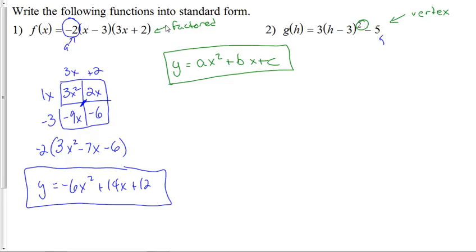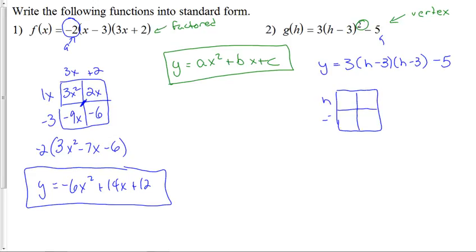For vertex form, what you have to understand is this h minus 3 in parentheses squared means that there are 2 of those. And those are the parentheses that we're going to multiply out first. So h times h would be h squared. h times negative 3 is negative 3h. Negative 3 times h is negative 3h. Negative 3 times negative 3 is positive 9. And just like in the last one, we can combine those. So our answer for this part is h squared minus 6h plus 9.